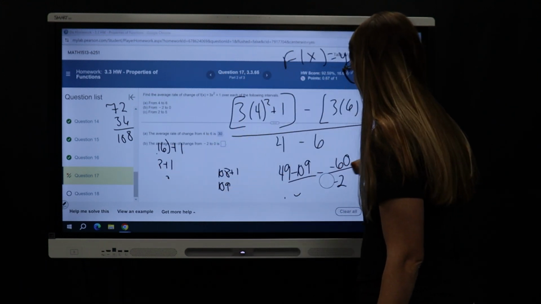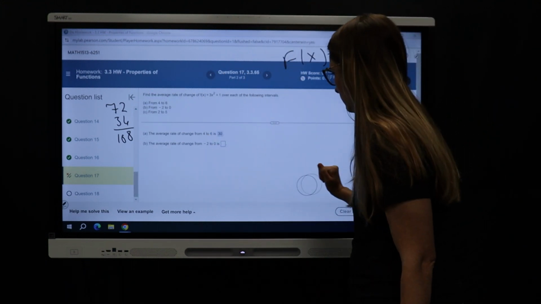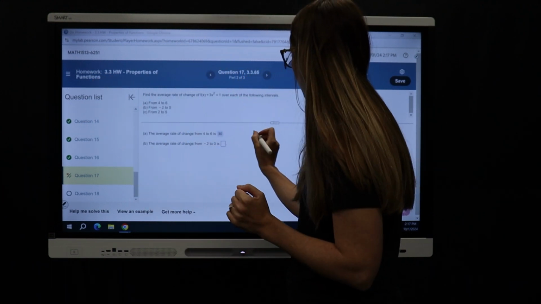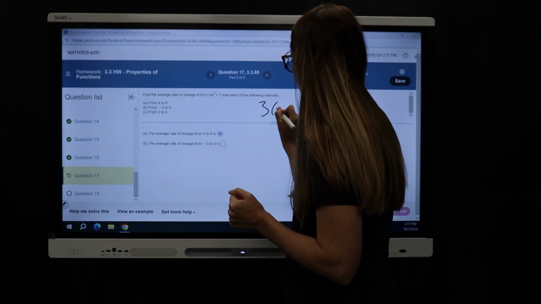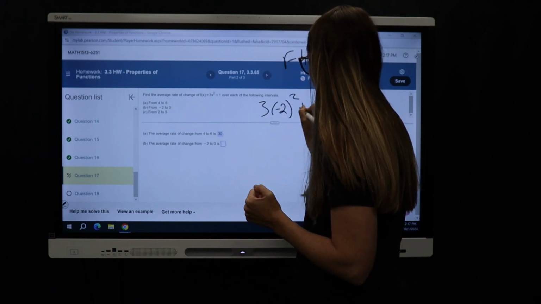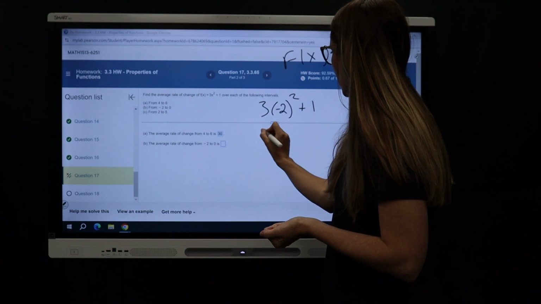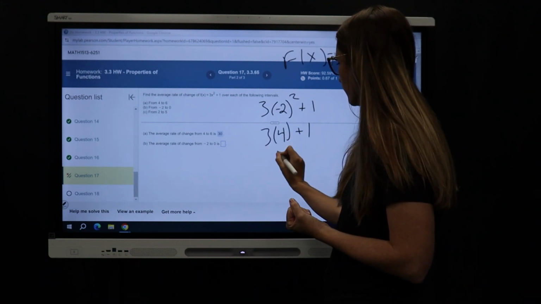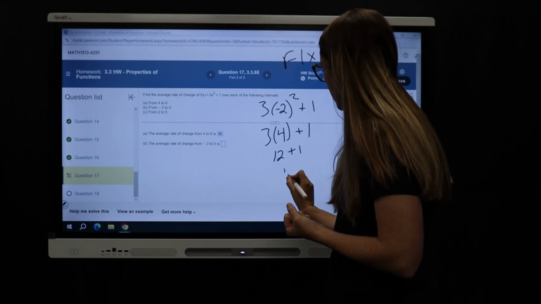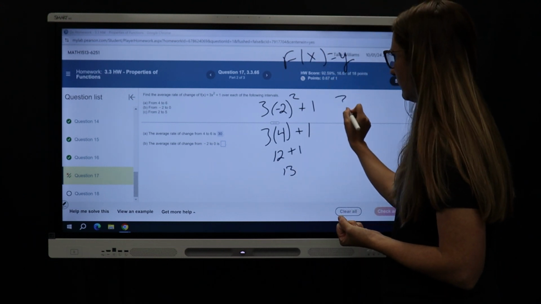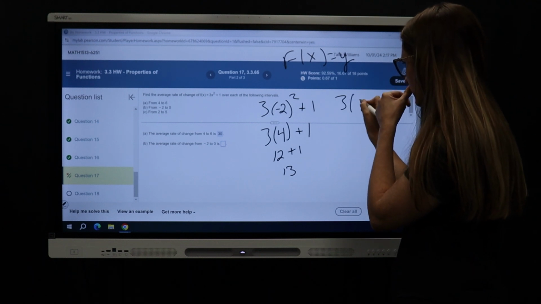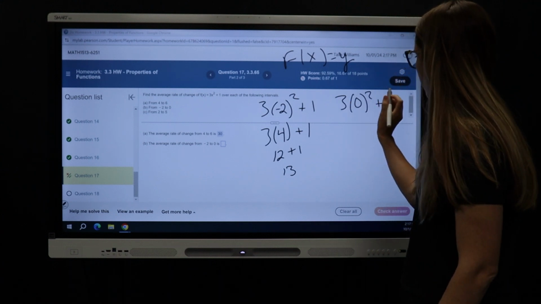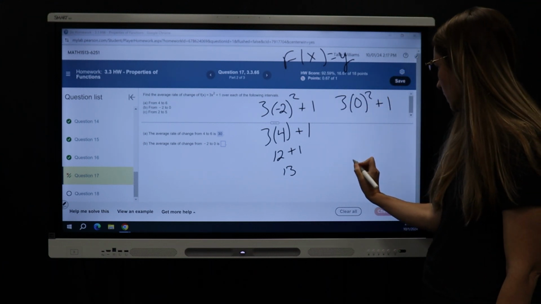Okay, let's do another one. So we have negative 2 to 0, so I'm going to have 3 times negative 2 squared plus 1. So that would be 3 times negative 2 squared, which is positive 4, plus 1. 3 times 4 is 12, plus 1 is 13. Okay, then we have 3 times 0 squared plus 1. So anything times 0, so this one's 1.